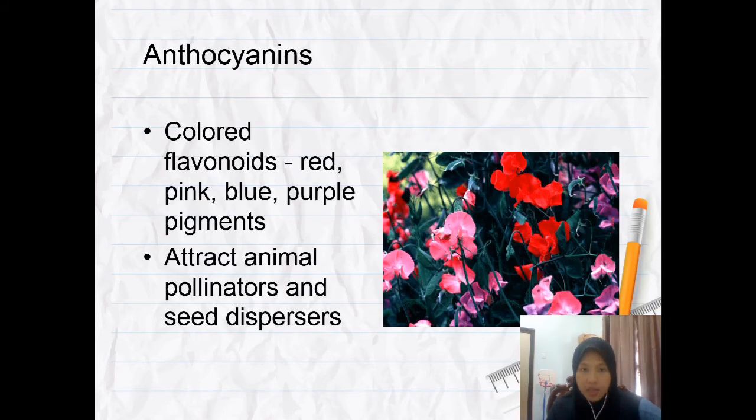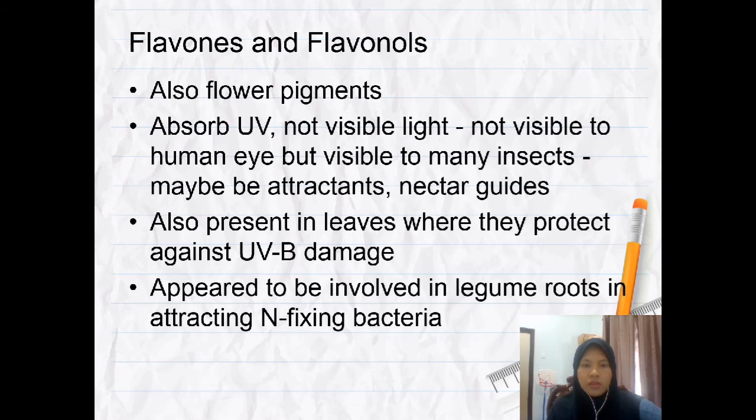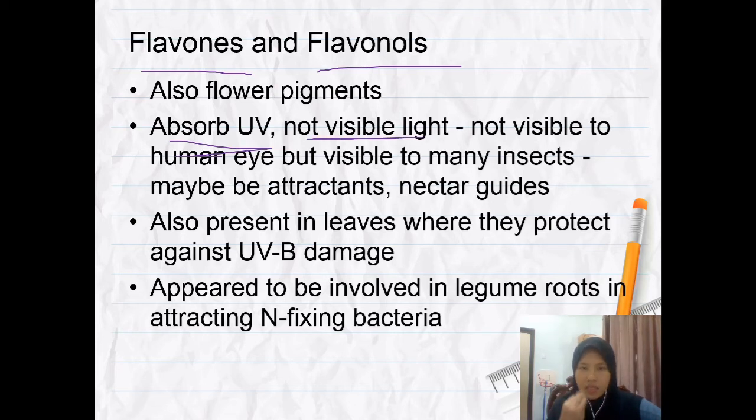So anthocyanin is also a phenolic compound, which gives colours to the plants, fruits and vegetables. So there are flavones and flavonols. These are the flower pigments. Okay, flavones and flavonols absorb UV but not visible light. We can see visible light, but they absorb UV which is not visible, so that's why we don't see it. It's not visible to the human eye, but it is visible to many insects.